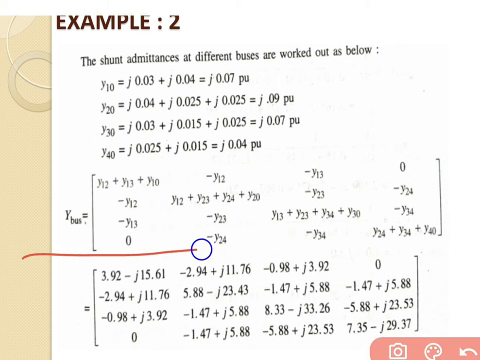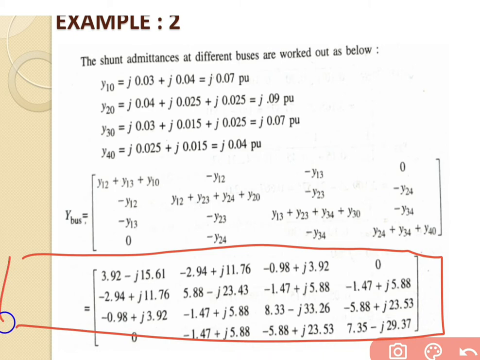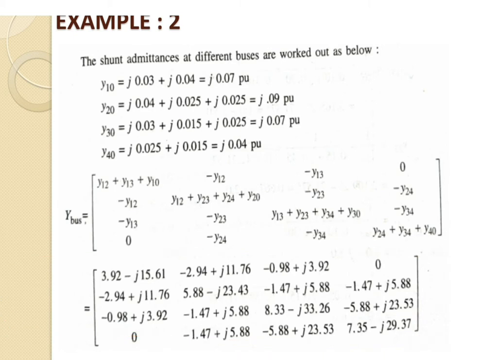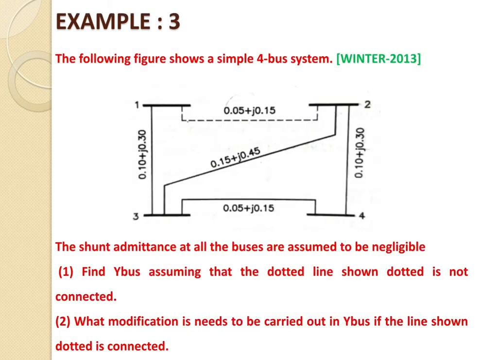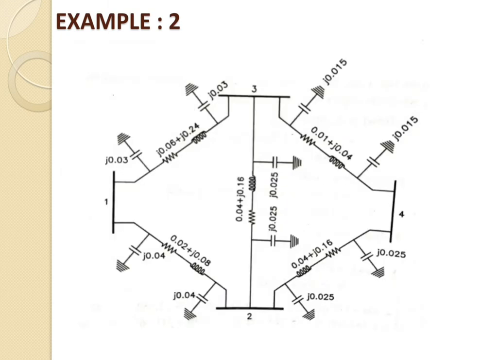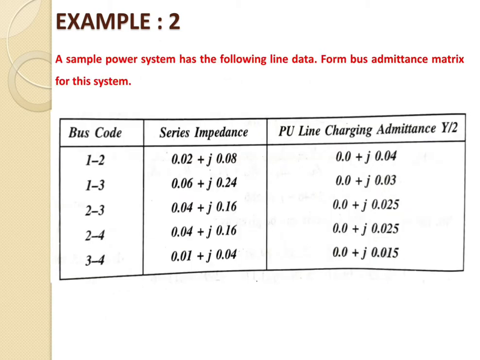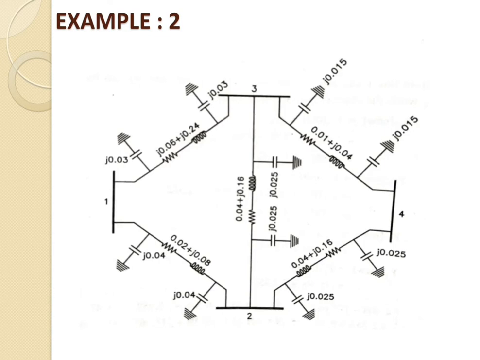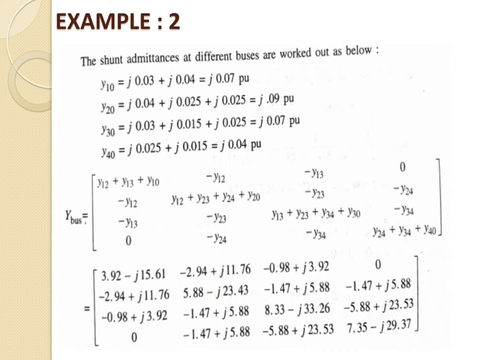So this is the required answer of the Ybus for this example. From this example, we get the Ybus for the given network. This is the very complicated network given here, and this is the table for the series impedance as well as shunt admittance. Based on that, we have solved the example and got the Ybus. So this is the finish of example number 2.